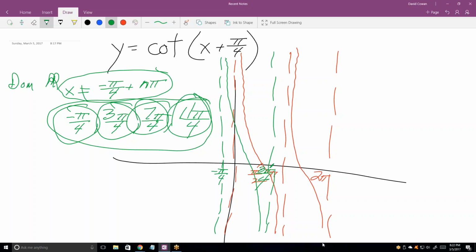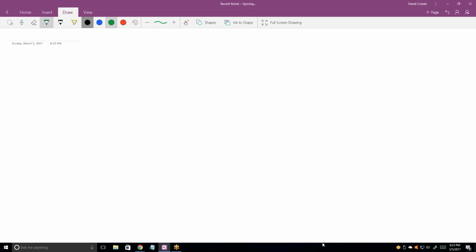What's the range? Negative infinity to infinity. We got our vertical asymptotes, we got our range. What else did they want? That's it. Okay, they didn't want to know this 0 right there? No. Okay.